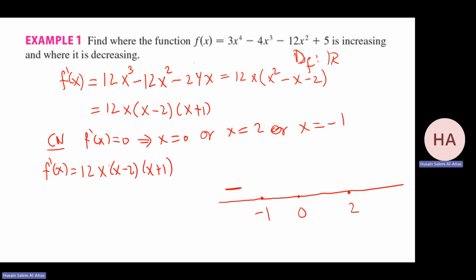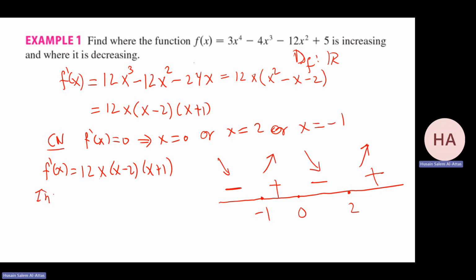Minus half will be negative, negative. This is positive, so it will be positive. Take a value between 0 and 2. 1 will be positive, negative, so that will be negative. Take a value here, x equals 3, that will be positive. So I have decreasing, increasing, decreasing, increasing.